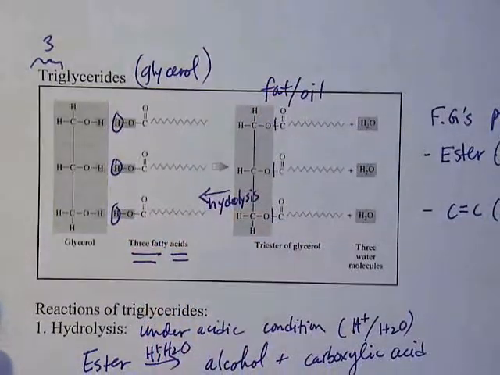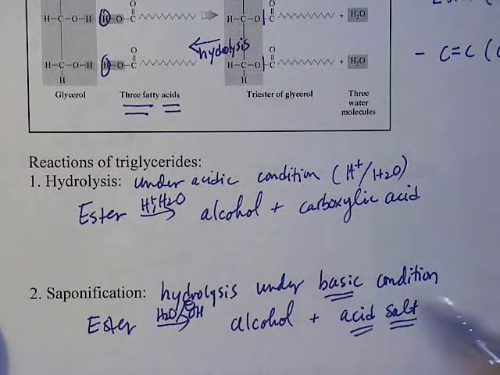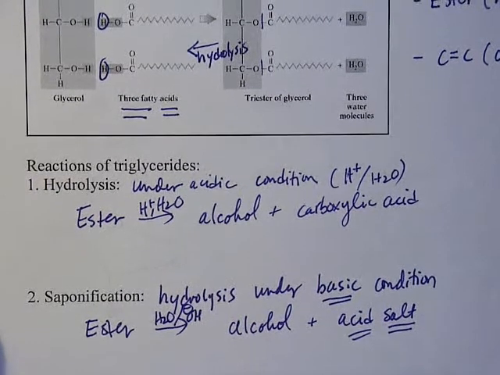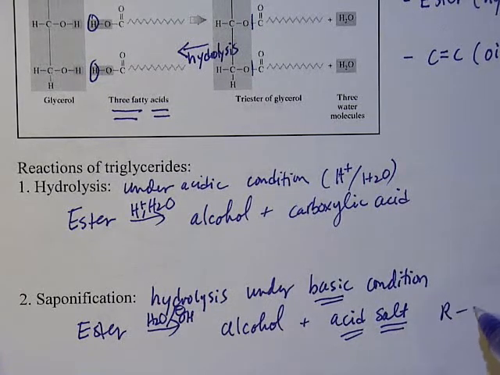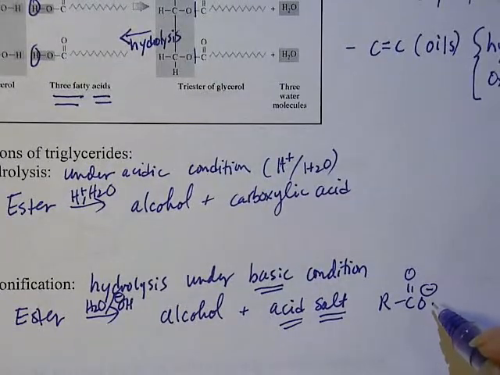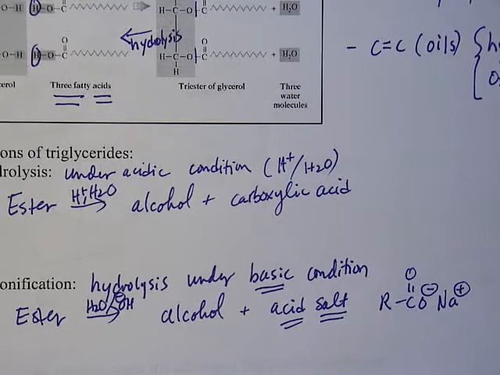So what's going to happen under basic condition, remember there is a lot of base around, the acidic proton is not going to stay around, but it's going to be deprotonated doing an acid-base reaction, and that's why you would get an acid salt. So it would have RCO minus with some kind of metal, like sodium or potassium, whatever base that you use. If you use sodium hydroxide, you would get a sodium salt.